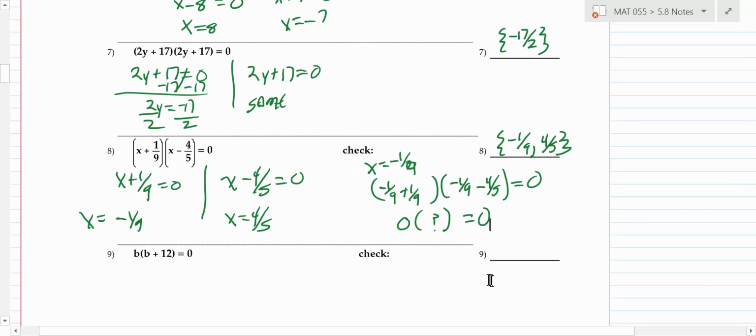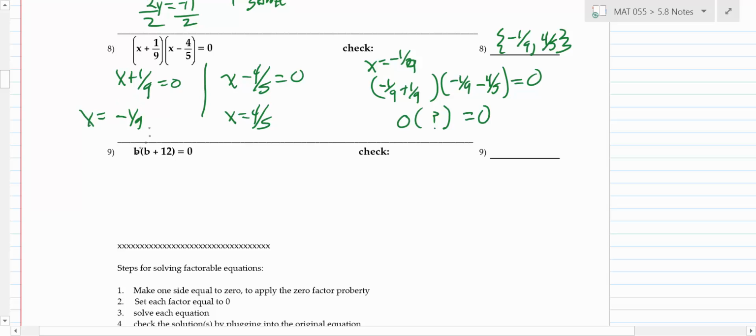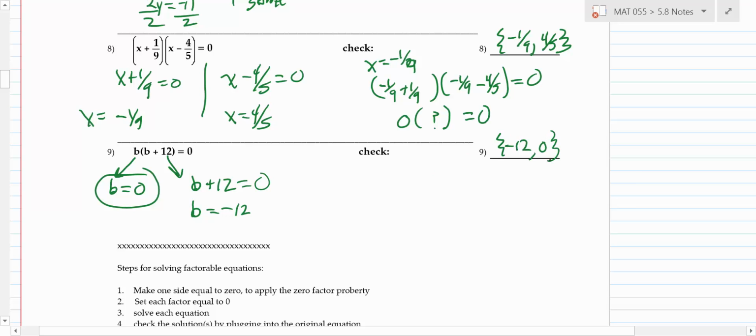Now the next one, I see students mess up on this one more often than anything else, because they kind of forget to do that b. So that b, you do set that to 0, and that is an answer. And then you also got to do the other factor, b plus 12 equals 0. So what's the answer to that? Negative 12. Okay, so those would be your two answers, negative 12 and 0. Does it matter what order we put the answers in? No, I usually put them in numerical order, so it doesn't matter.